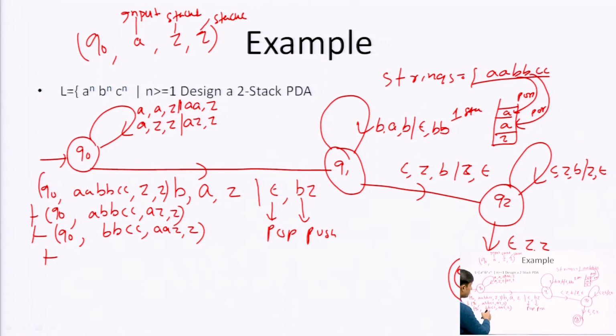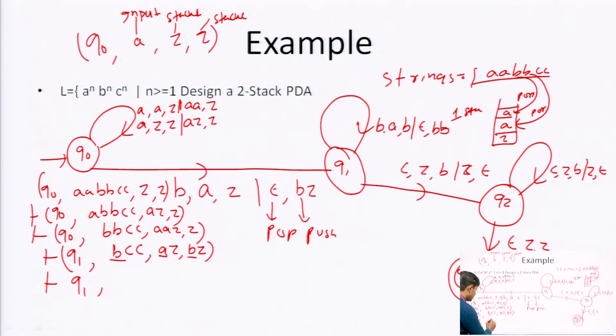Now at Q0 the input is B, stack 1 top is A and stack 2 top is Z. So go to Q1, because we have to pop and then push in the stacks. Then at Q1 the input is B, stack 1 top is A and stack 2 top is B. What do you have to do? Pop A from stack 1.